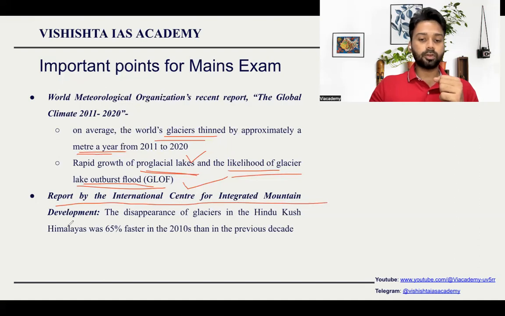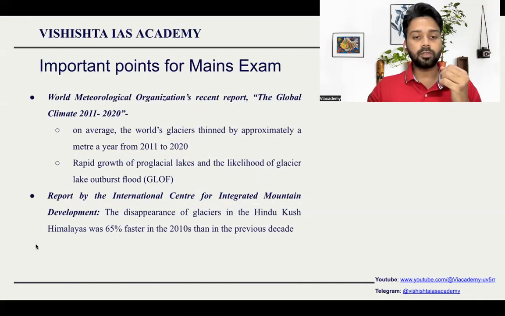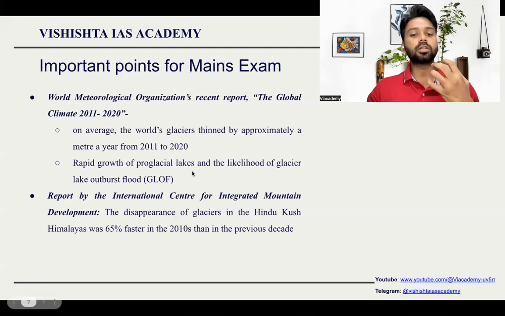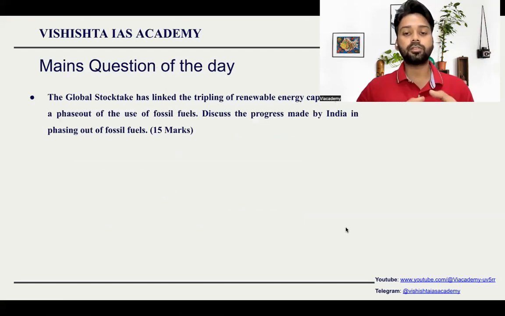Report by International Center for Integrated Mountain Development. They gave a report that in the Hindu Kush mountain region, glaciers are disappearing 65% faster in 2010. That is, in the last one decade, from 2011 to 2020, the rate of disappearance of glaciers has increased to 65%. These points we should know so that you can use it in your GS3 answers, especially with respect to environment.